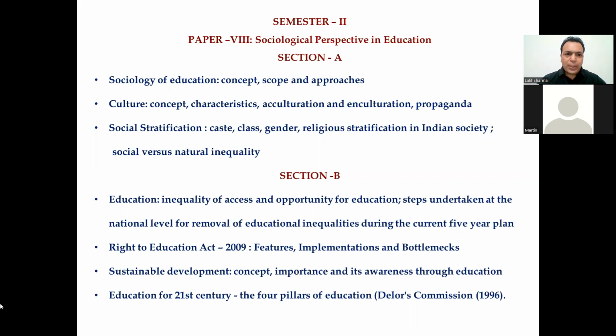So in each paper, there are 2 sections, okay? Section A and section B. You can see the syllabus on your slide also. So basically in section A, there are 3 topics, nothing else. You have to cover 3 topics, and your section A would be completed. And in section B, again, there are 4 topics. So in total, there are 7 topics in paper 1, sociological perspective in education.